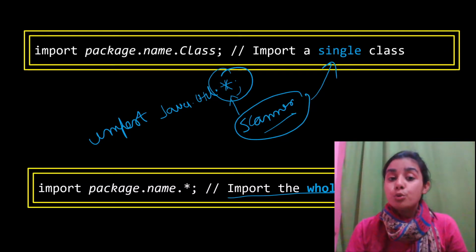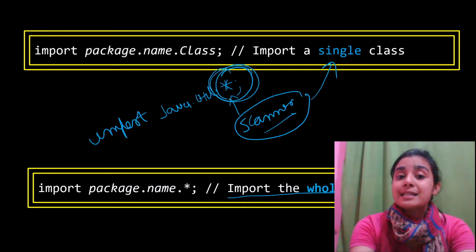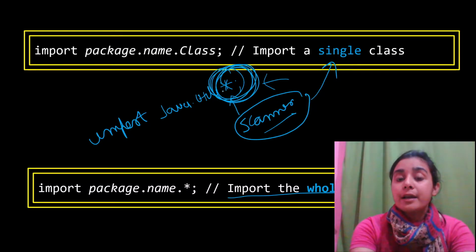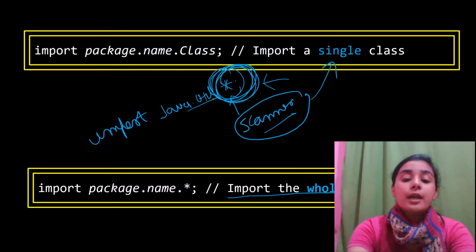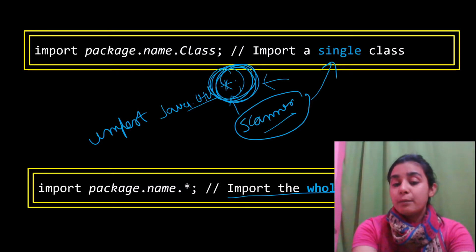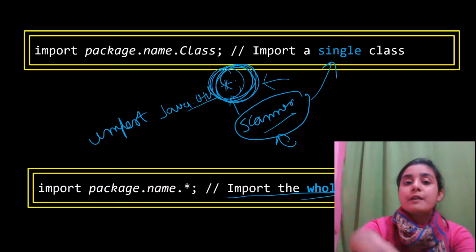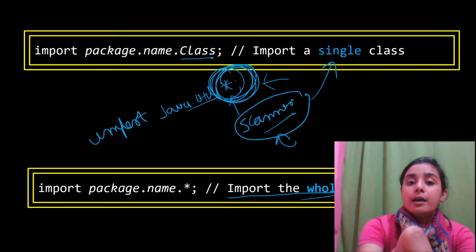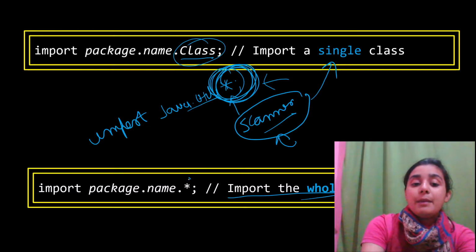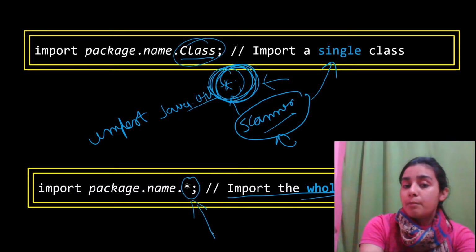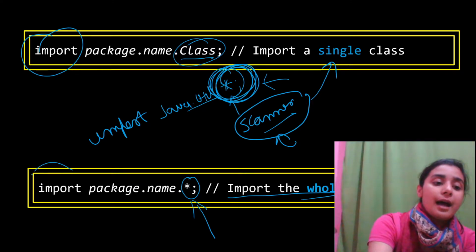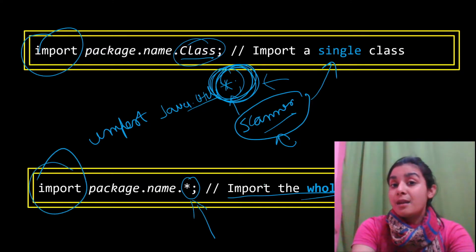Now, if I just want to work with that, it means all the classes under this util package, any class I can use in my program, not only the Scanner class. All the classes I'm importing, and any class I can use in my program freely. So this is the difference between giving the class name and giving the star symbol. This is why we are using import.